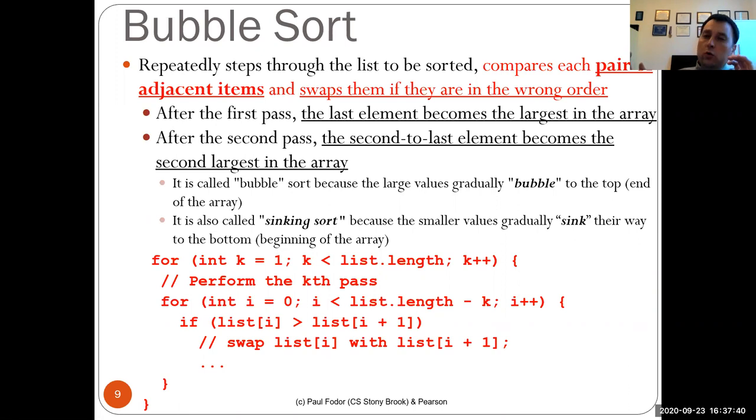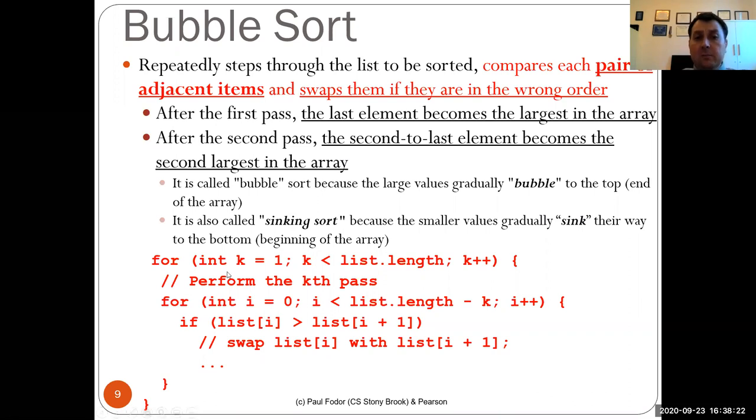Now you can do it up to n minus one, the previous to the last element. And the same thing happens. You start from the beginning, you compare the adjacent elements and you swap them if they are not in the right order. And this guarantees that the second to last element will become the second largest in the array. So these bigger elements bubble to the top. Now, another name for bubble sort is sinking sort, where basically the same idea applies, that the smaller elements sink gradually to the bottom. So bigger elements are bubbling to the top, smaller elements are sinking to the bottom.